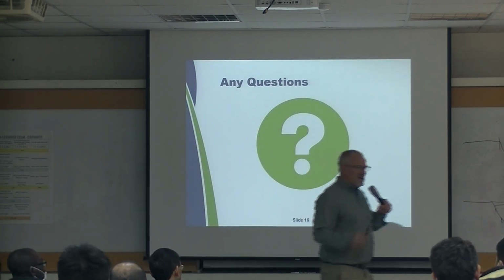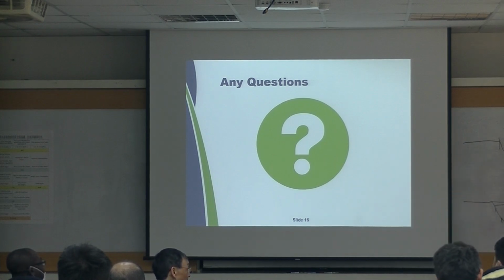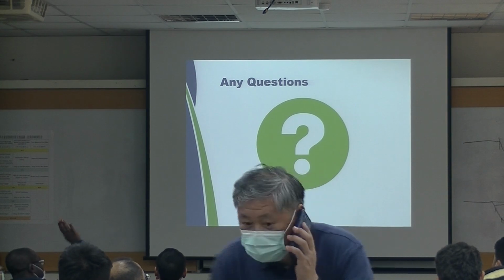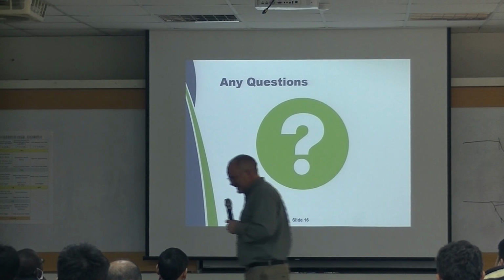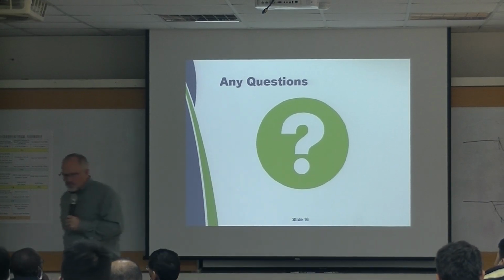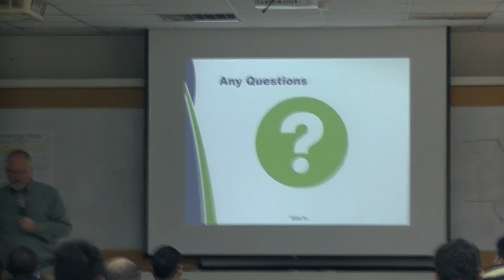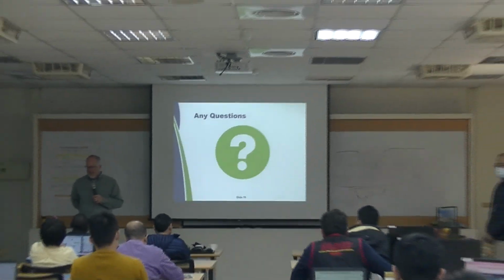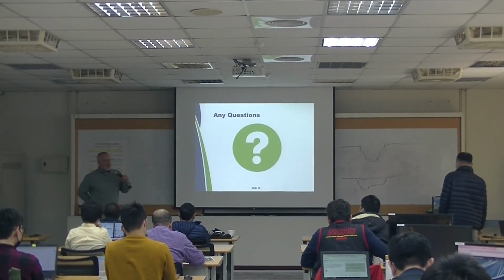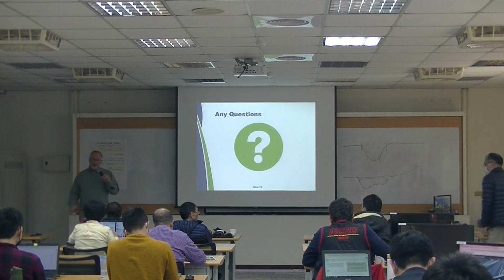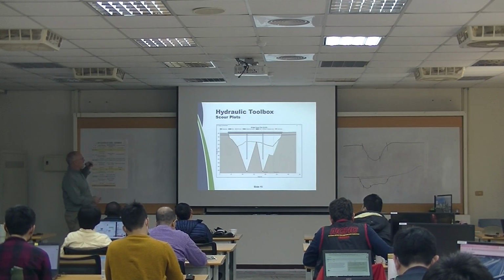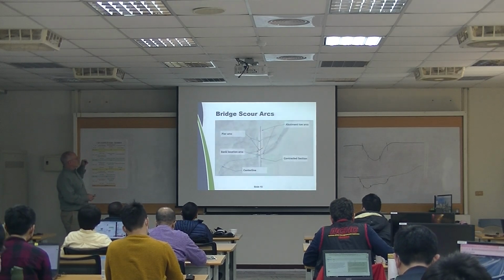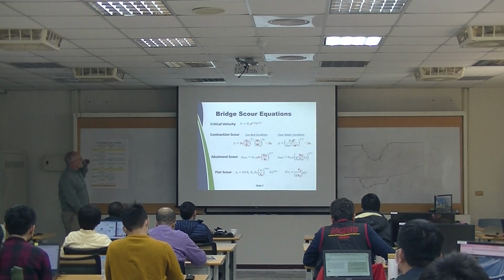While I switch over here, any questions that you have, just in general questions on bridge scour? Yes? No, nobody in front of the room. What question do you have? So the question is, what relationship is used to determine whether you have clear water or live bed scour? Okay, somebody had to ask that. Let's go back. Okay, so here's the equation.